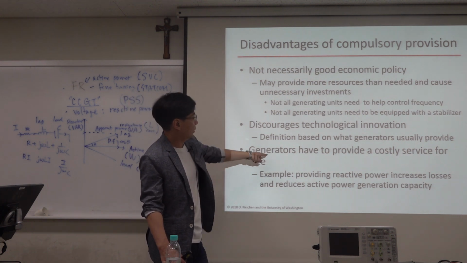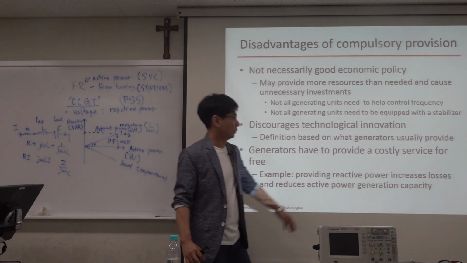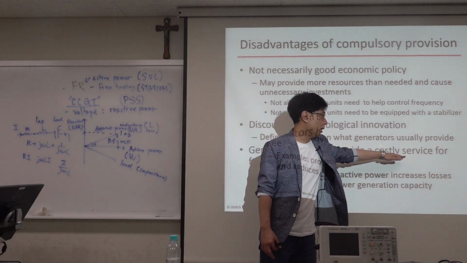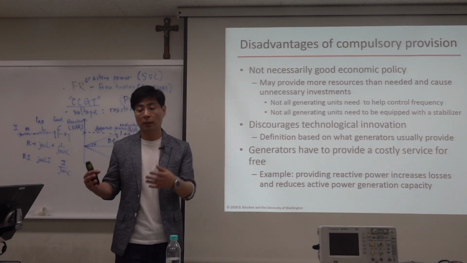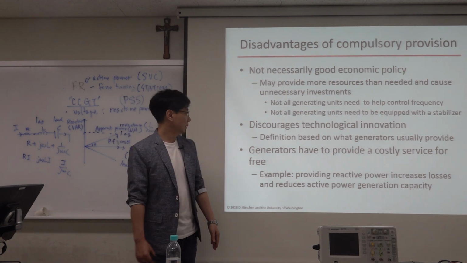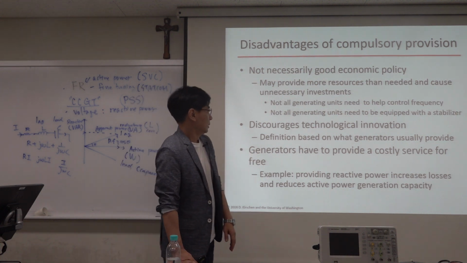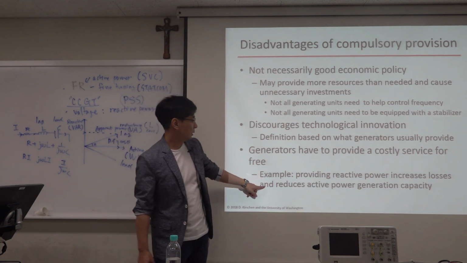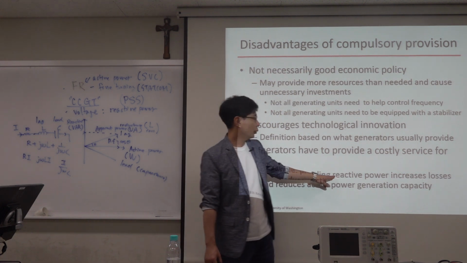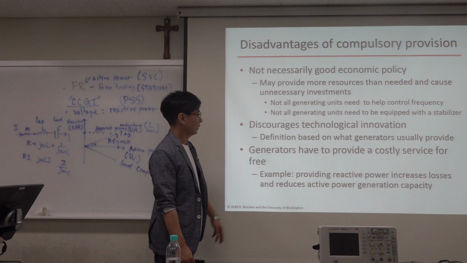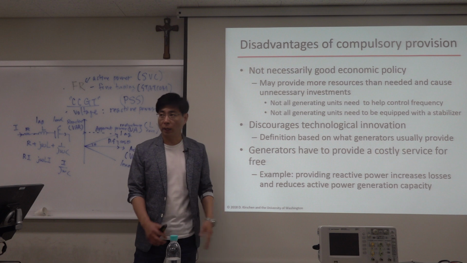And generators have to provide costly services for free. This provide reactive power is a kind of costly service because it is at the sacrifice of reducing active power generation. But they should do that for free because this is mandate, right? Yeah. So think about this statement. Why does providing reactive power increase losses and reduce active power generation capacity? I'm saying this is obvious, but why is that?